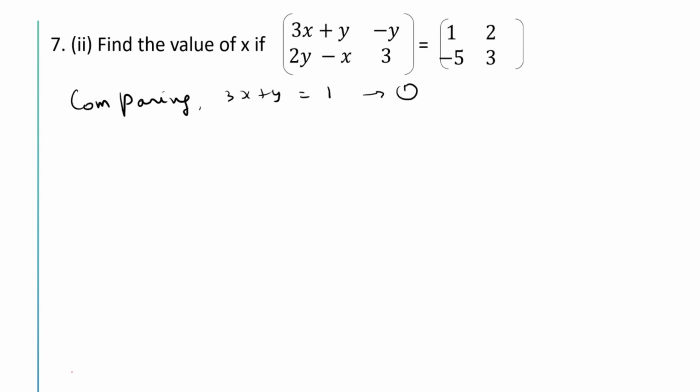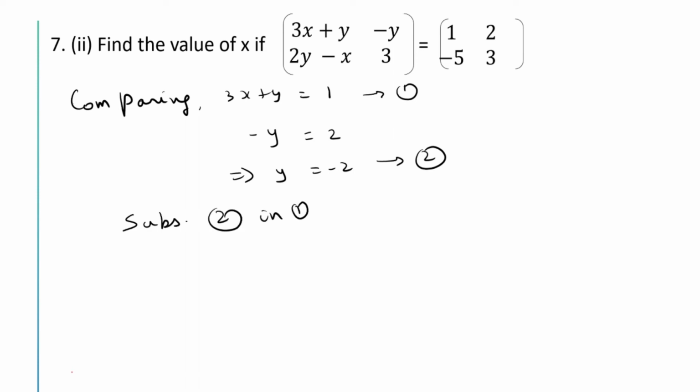And the element in the first row second column, minus y is equal to 2. So we get y is equal to minus 2. So if we substitute y equals minus 2 in 1, we will get the value of x. Substituting in 1, we get 3x minus 2 is equal to 1, or from this we get x is equal to 1 plus 2, 3 divided by 3, it is equal to 1. Therefore x is equal to 1.